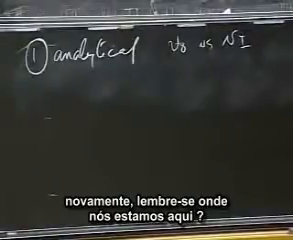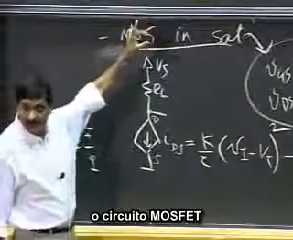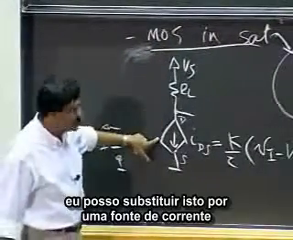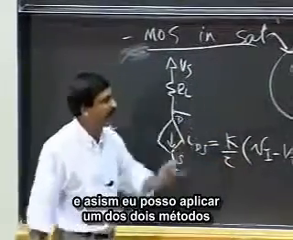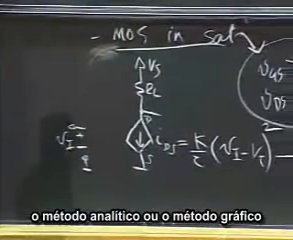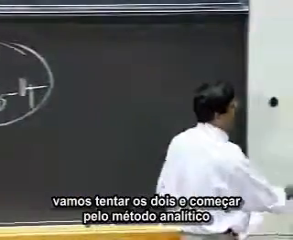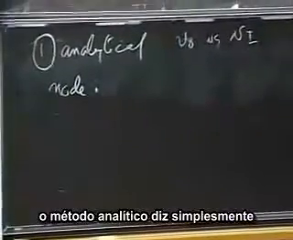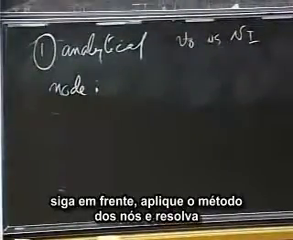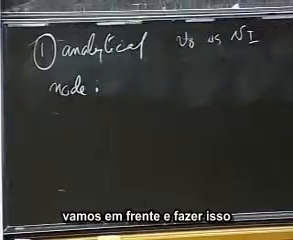Okay? So again, remember, where are we here? The MOSFET circuit, operating in saturation. So I can replace this with a current source. It's nonlinear, and so I can apply one of the two methods, the analytical method or the graphical method. Let's do both and start with the analytical method. The analytical method simply says, go forth, apply the node method, and solve, right? Simple stuff. So let's go ahead and do that.